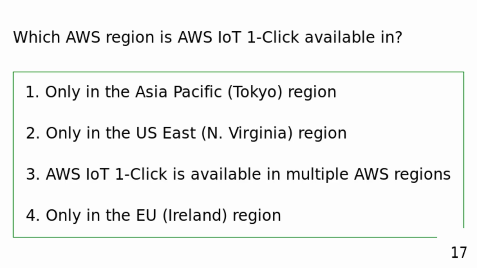Which AWS region is AWS IoT one-click available in? Only in the Asia Pacific region. Only in the US East region. AWS IoT one-click is available in multiple AWS regions. Only in the EU region.